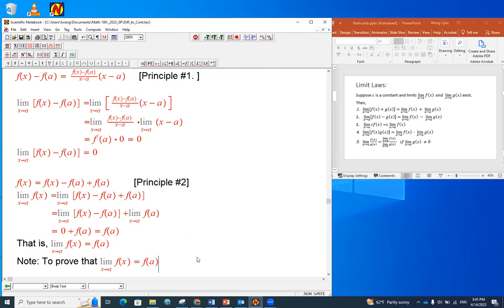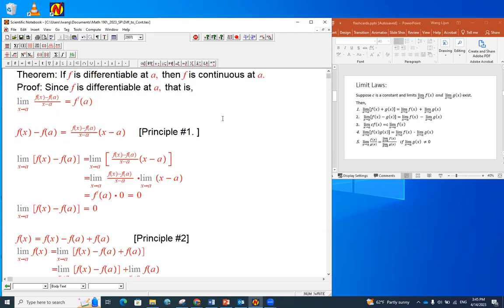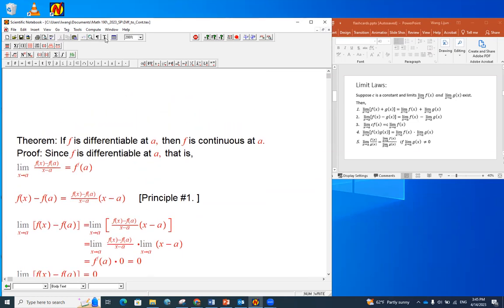So that's all for this proof. By this time, with this proof done, we want to re-examine the relationship between limits, continuity, and differentiability. Limit at the point A, continuity at point A, differentiability at point A.